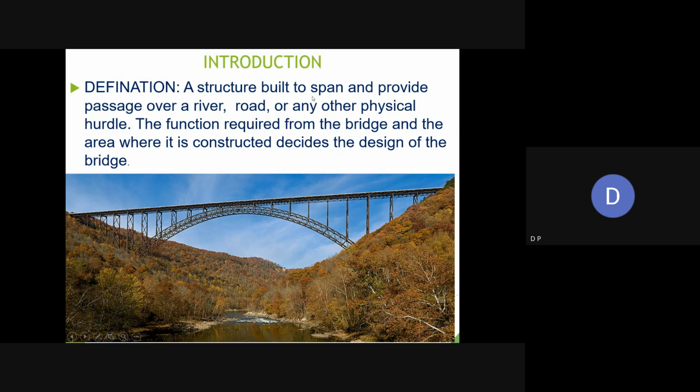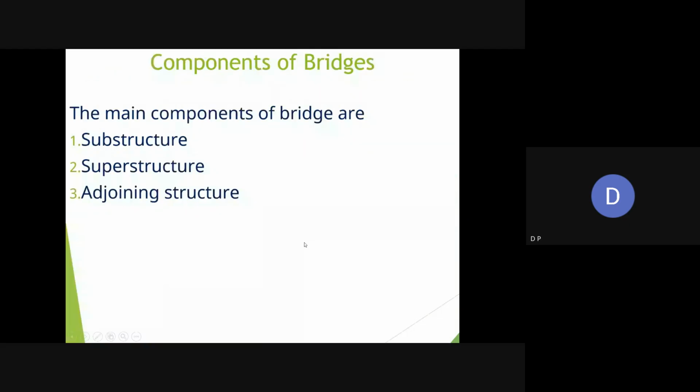A structure built to span and provide passage over a river, road, or any other physical hurdle. The function required from the bridge and the area where it is constructed decides the design of the bridge. So the main components of a bridge are the substructure and the superstructure.